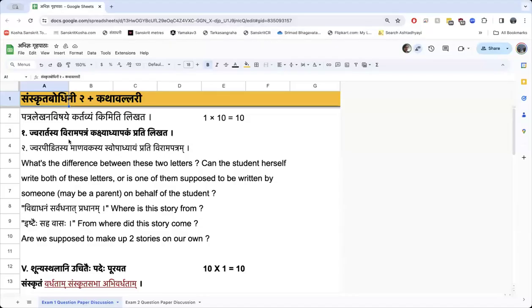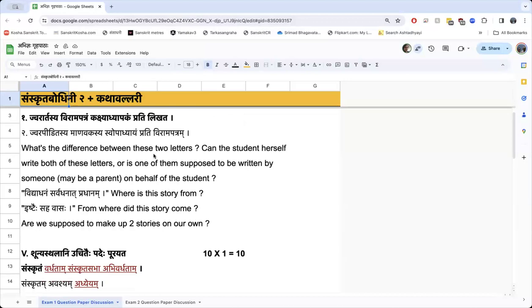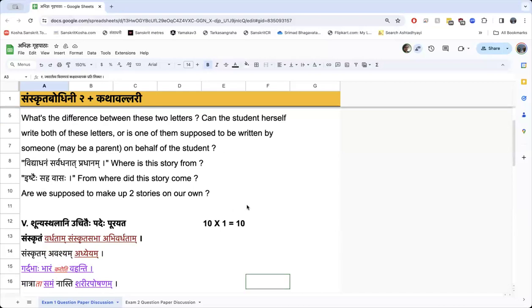Okay. Jvarartasya virama patram. Kakshya adhyapakam prati and swa upadhyayam prati virama patram. Now you have an issue with this, but this has been answered already. Both are the same. You just change it to one is principal, one is teacher. So sometimes you can write a letter to the principal, or you can write it to your teacher. You can take kakshya adhyapakam as school, or swa upadhyayam as tuition teacher. It's totally up to you. But the student is writing. It's always the student who's writing, not the parent.